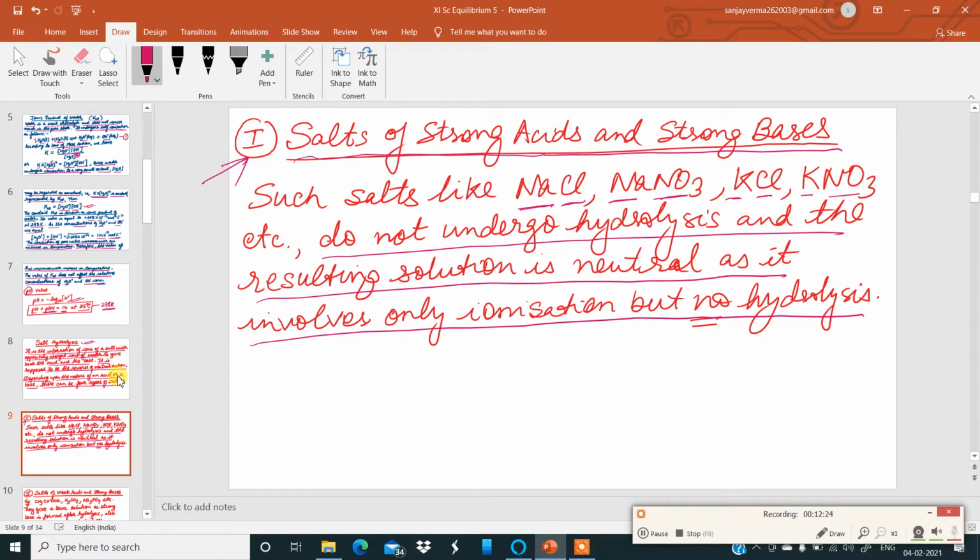Okay, so that's why over here, for salts of strong acids and strong bases, if you put these salts in water, they will not undergo hydrolysis. There is no hydrolysis, but there is only ionization happening. So there is no question of pH regarding this type of salts.